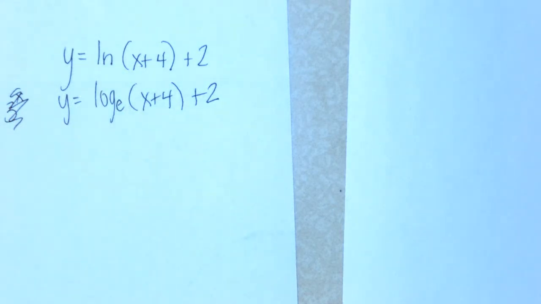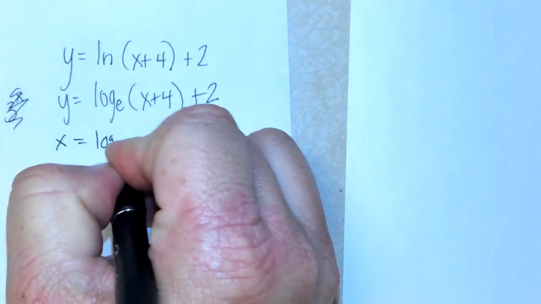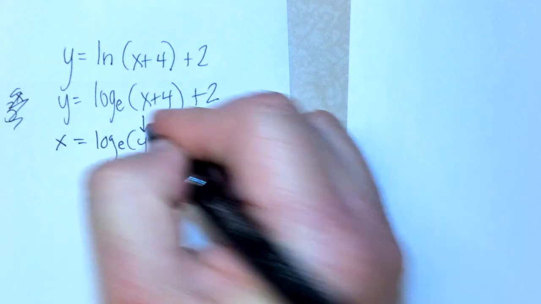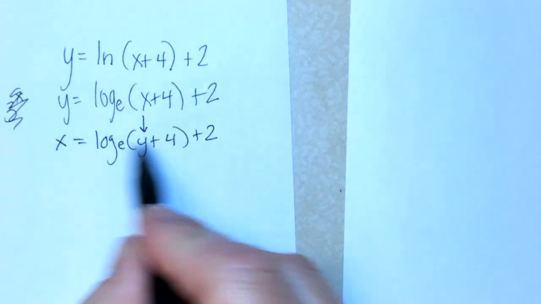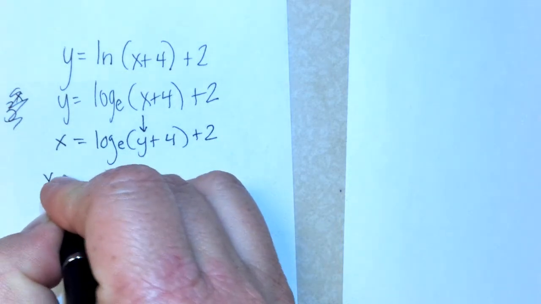So again, in this problem, the directions are to find the inverse. So I'm going to start by switching the x and y. And I want to isolate the y. So what's furthest from the y is the 2. I'm going to move it to the other side by subtracting.